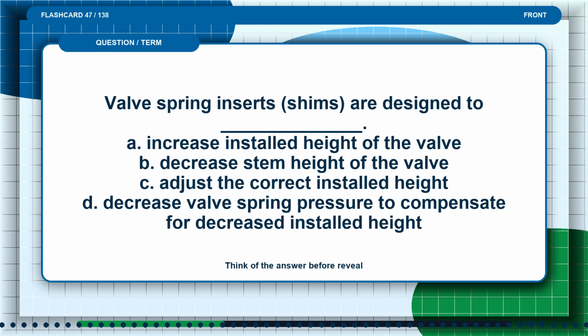Flashcard 47. Valve spring inserts, shims, are designed to: A, increase installed height of the valve. B, decrease stem height of the valve. C, adjust the correct installed height. D, decrease valve spring pressure to compensate for decreased installed height. Pause and think of the answer before the reveal.